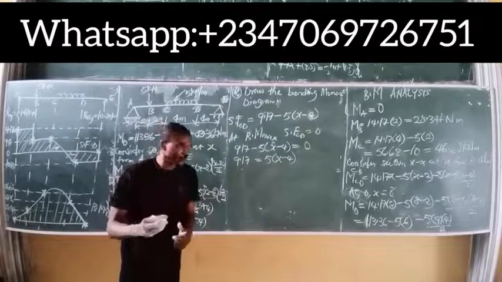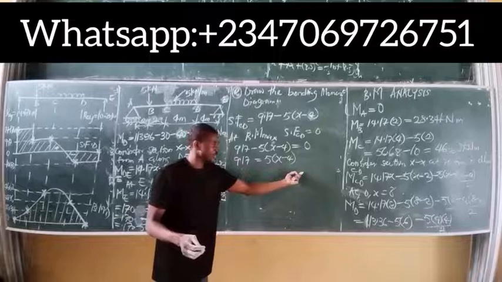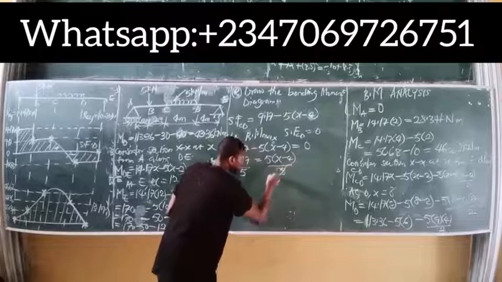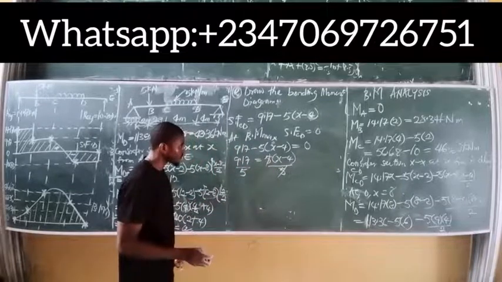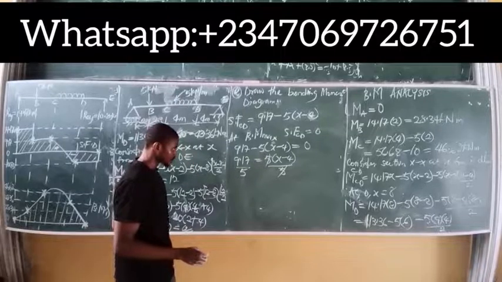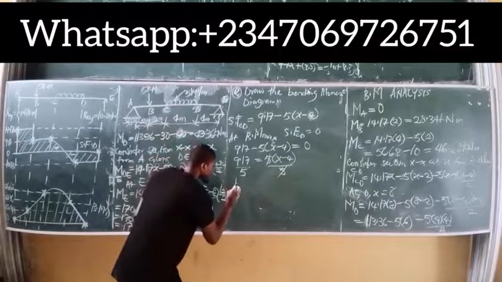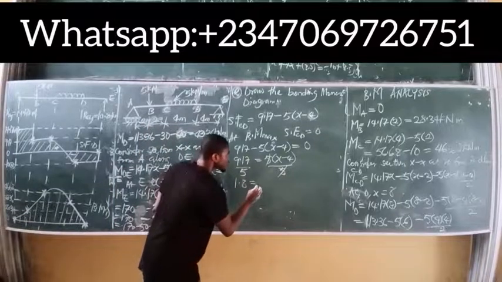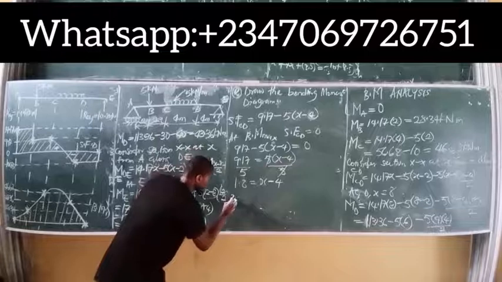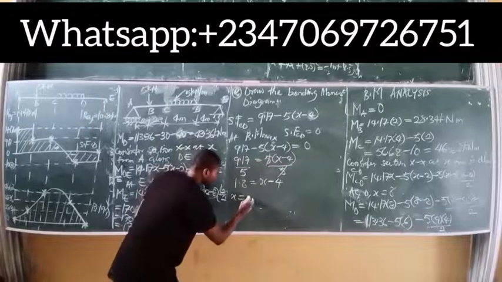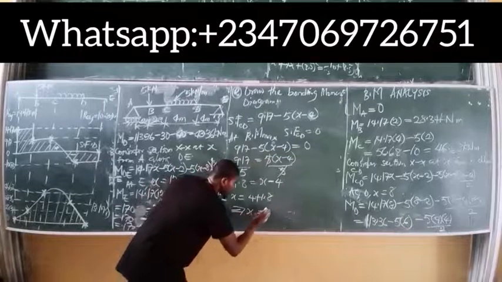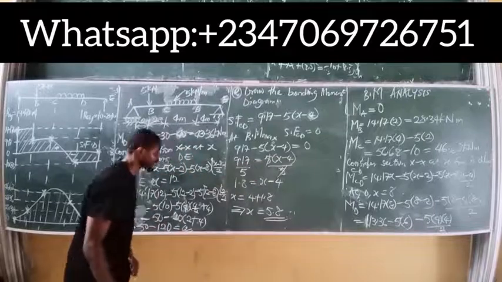And to make this easier for you, don't go ahead to expand these brackets. That would be a waste of effort. Simply divide by what? 5. So 5 cancels 5. 9.17 divided by 5 gives you 1.8, equals x minus 4. Therefore x becomes 4 plus 1.8, which means the point of maximum bending moment exists at 5.8 meters, approximately 6.